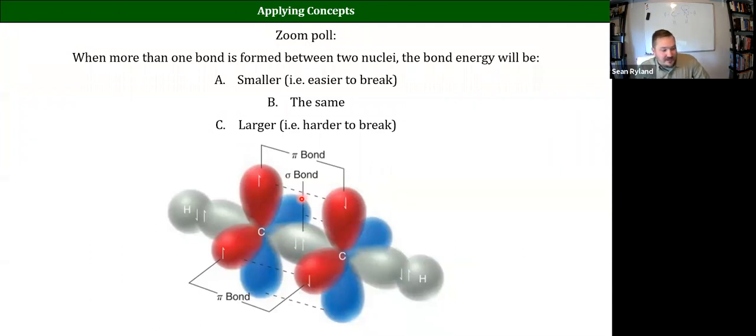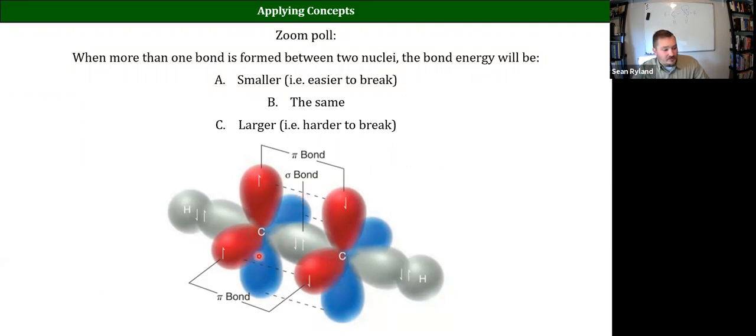So acetylene is harder to break apart than ethane, which is two carbons with all single bonds. Ethane is C2H6. So two tetrahedral carbons bonded together is easier to break apart, ethane, than acetylene.